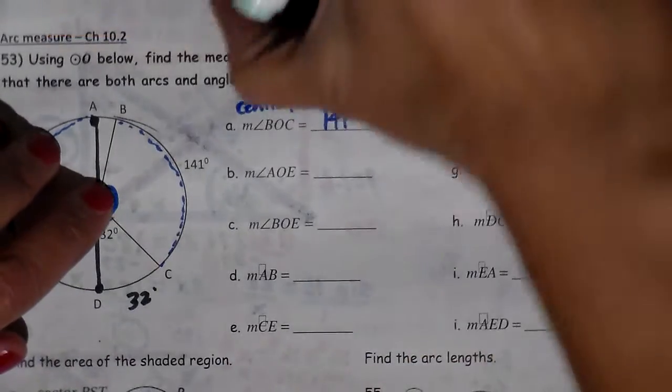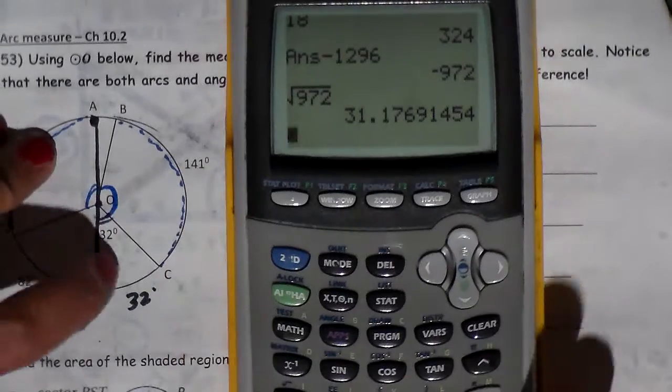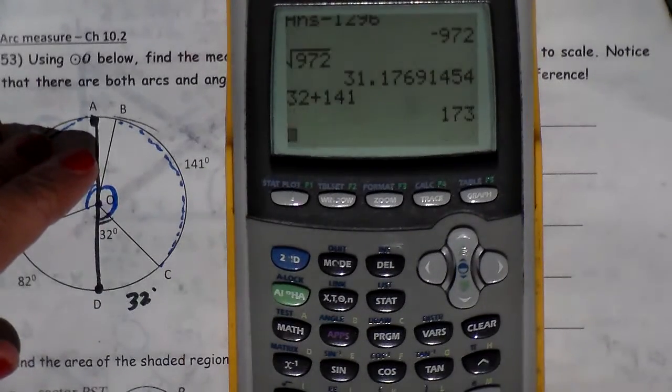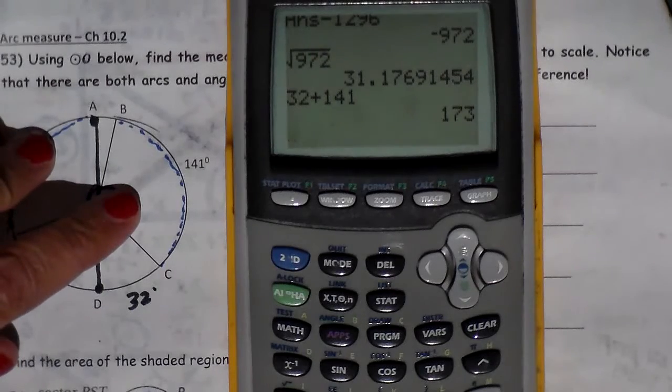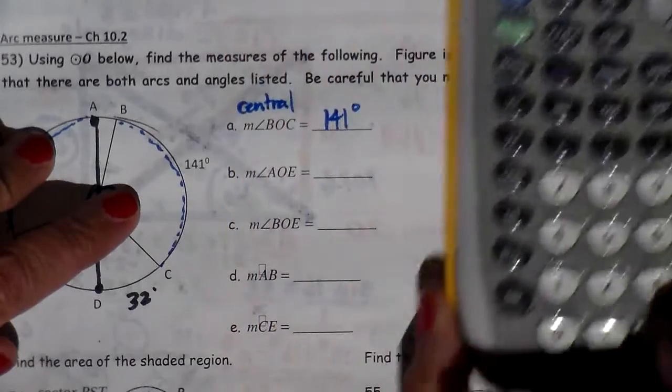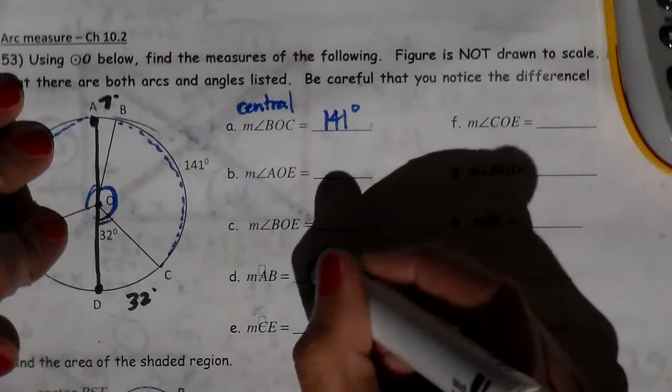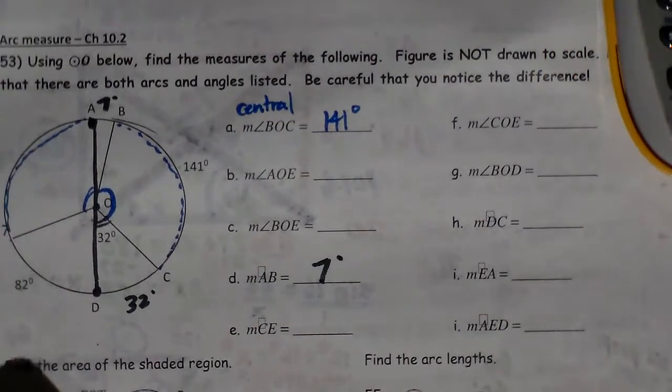So turn the calculator on. We have this one, which is 32. We have that one, which is 141. So that's 173. And I'm going to take 180 and subtract that 173. So this arc is 7. So arc AB is 7 degrees. So we can come down here and say arc AB is 7 degrees. Okay?